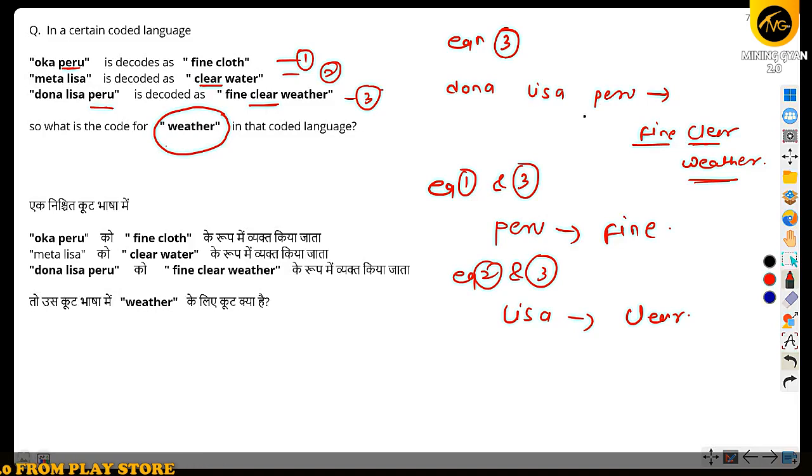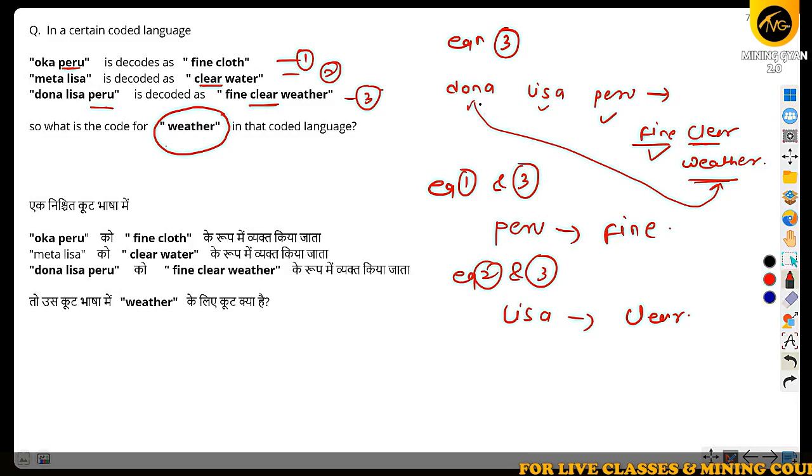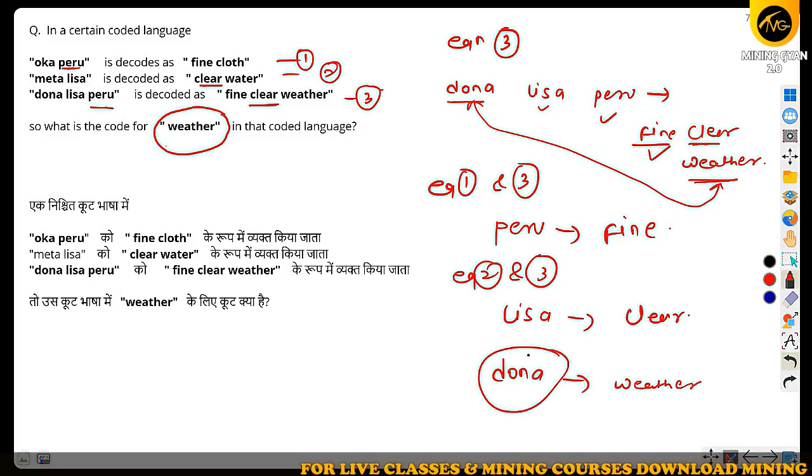Now you can clearly see fine is used for Peru and clear is used for Lisa. So we have only a single code left for the English word, that is Dona. So basically Dona is used for the word weather. So Dona is the correct answer.